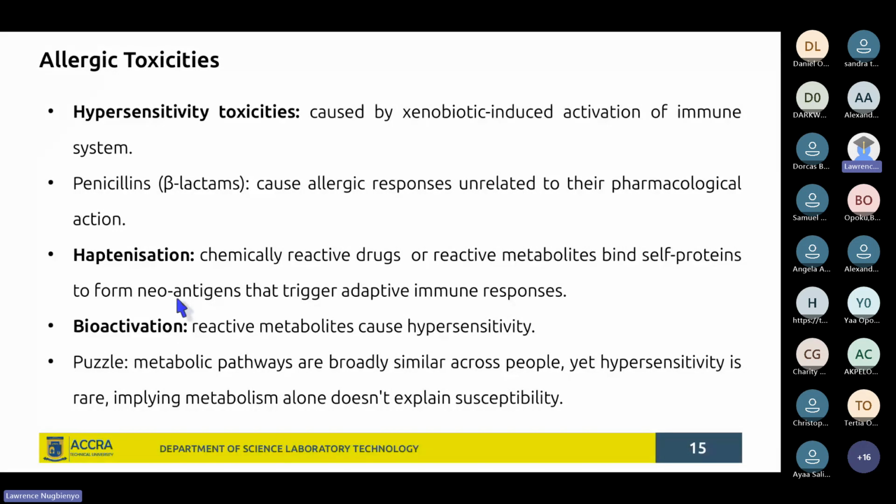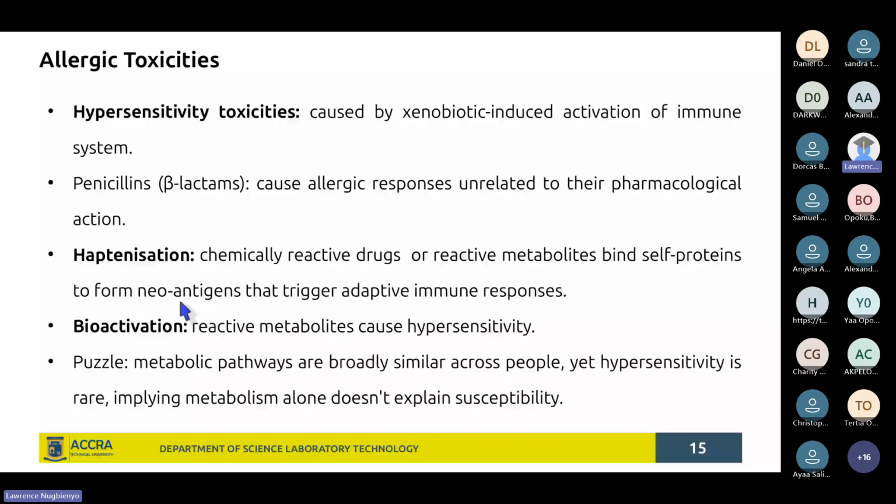metabolic pathways of the substances are broadly the same for all individuals. And yet you have just a handful of these persons exhibiting hypersensitivity, but the majority of the persons that are exposed to these substances don't have any sensitivity to these things. So we can't explain the hypersensitivity just by the metabolic pathway alone. Because if it were only by metabolic pathway, then such hypersensitivity should occur in every person, because the reactive metabolites are formed in all the persons. And yet, it is only a handful of these persons that have some hypersensitivity occurring.